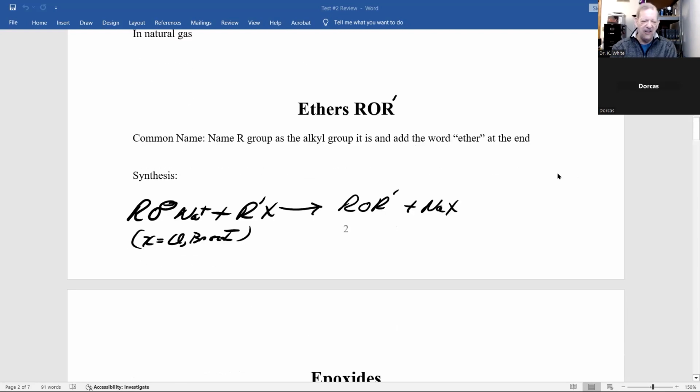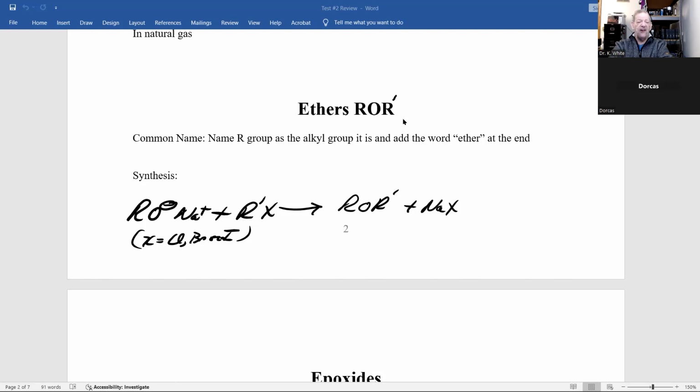Next, we talked about ethers. Ethers are an oxygen with two R groups, alkyl groups, bonded to it, R and R prime. And by the way, I didn't ask you to learn any nomenclature for thiols. For ethers, most people just use the common name, so I asked you to learn that. Name each R group as the alkyl group it is, and then add the word ether at the end. Diethyl ether is probably the most widely used ether.